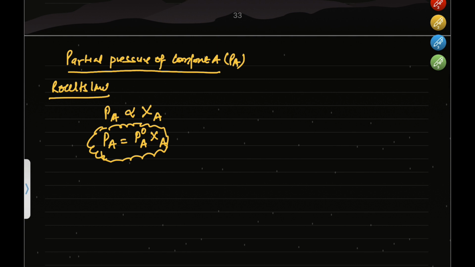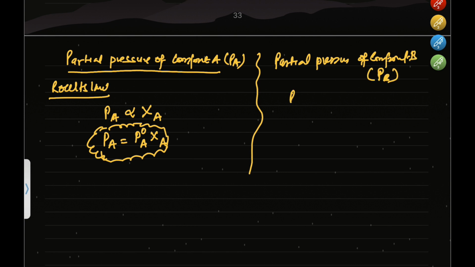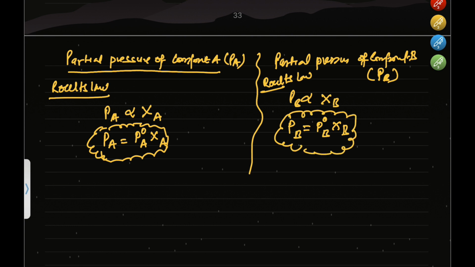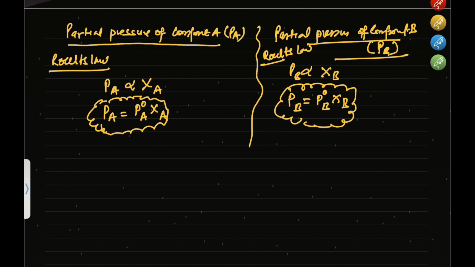Similarly, the partial pressure of component B is represented by P_B. P_B is directly proportional to the mole fraction of component B, and the proportionality constant is equal to the vapor pressure of pure component B. Okay, the partial pressure of component A or component B can be calculated from Raoult's law.